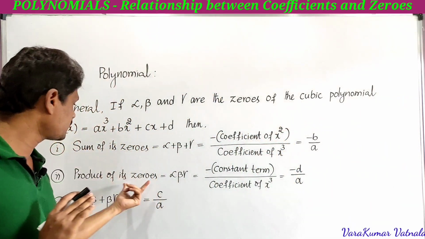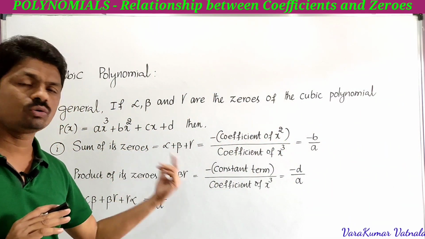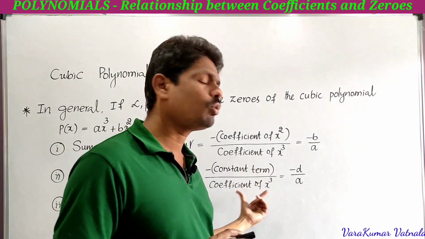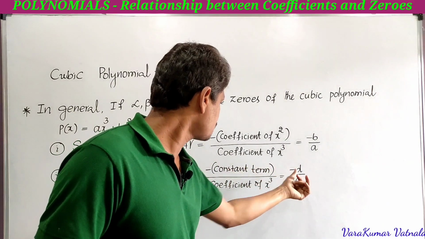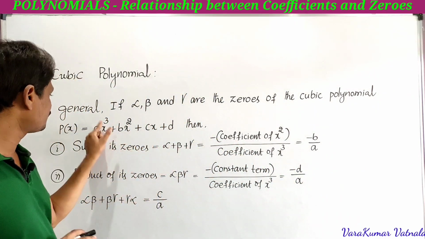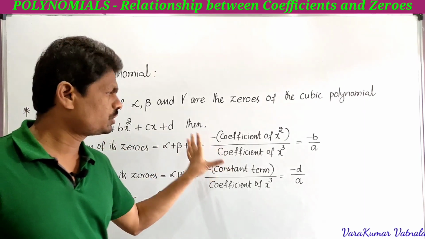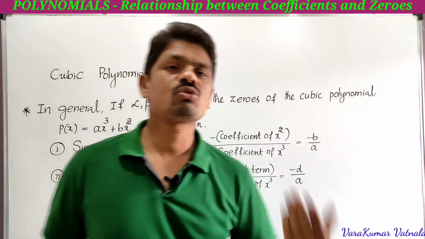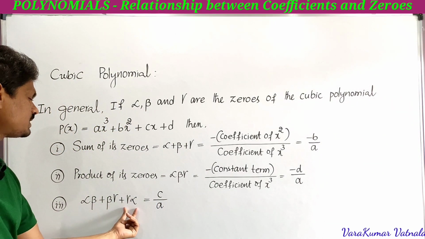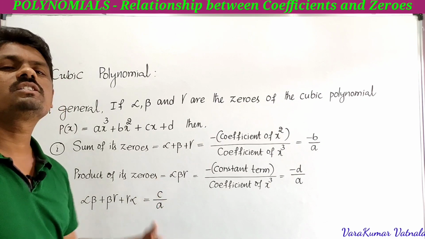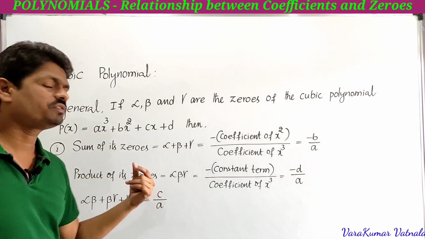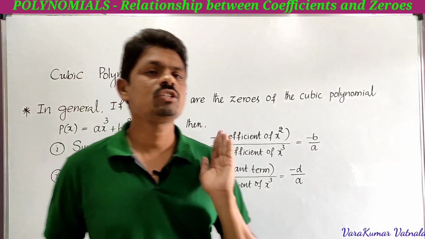Next, the product of its zeros, alpha into beta into gamma, is equal to minus the constant term divided by the coefficient of x cube. Here the constant term is d, so that is minus d divided by a, the coefficient of x cube. So these two things you have to remember, and also we can relate alpha beta plus beta gamma plus gamma alpha, which is equal to c by a. Here c is the coefficient of x divided by a, the coefficient of x cube. So these three things you have to remember.